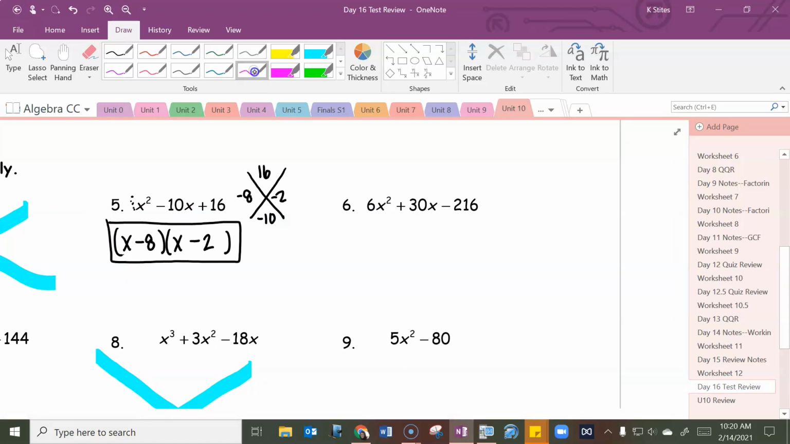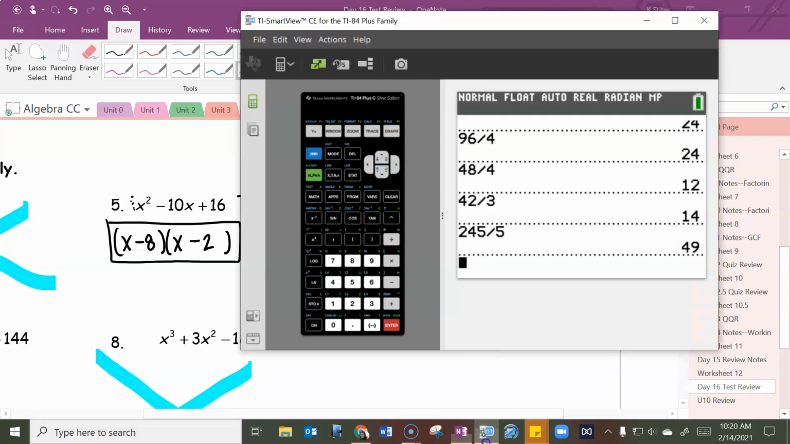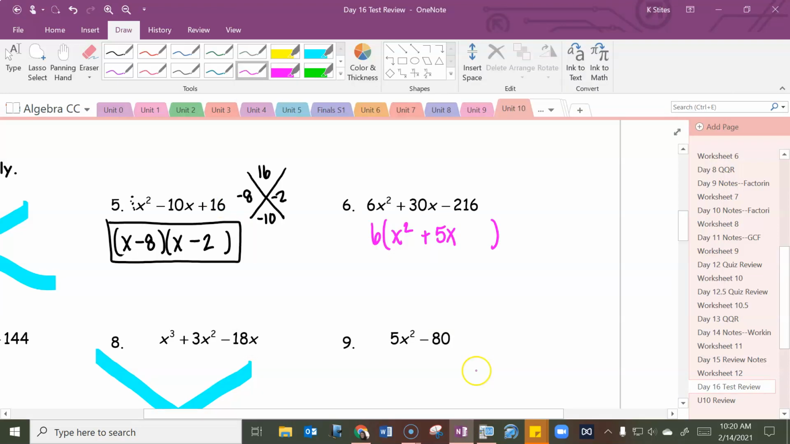Okay. Number 6, we do have a 6 in front. This 6 will divide evenly with each of those numbers, so I do have to pull out that GCF first. Remember, it's just like reverse distributive property. 6 times x squared is 6x squared. 6 times 5x is 30x. And with that 216, that bigger number, I'll just go ahead and divide it. And that gives me 36, so this is a minus 36.